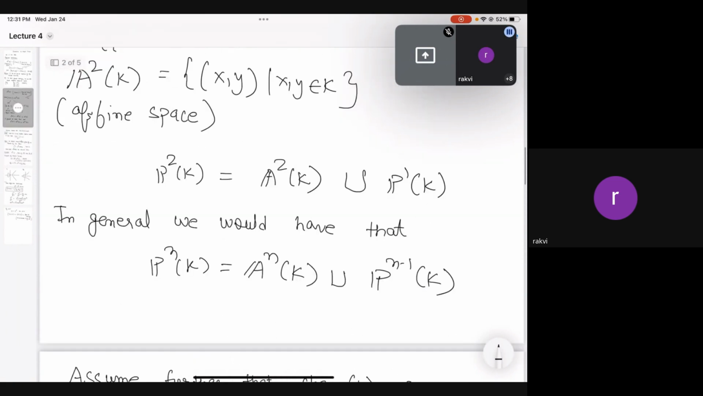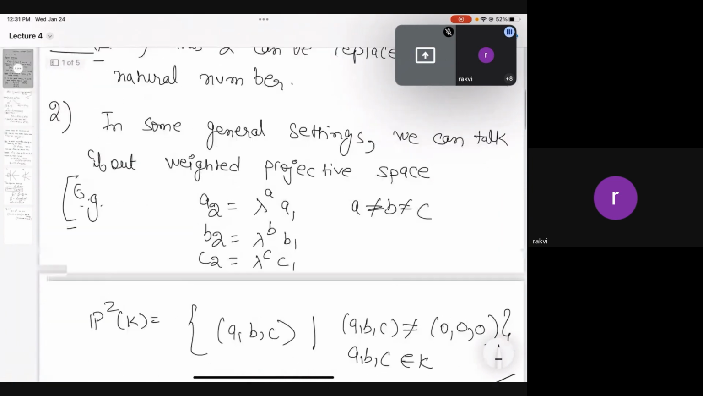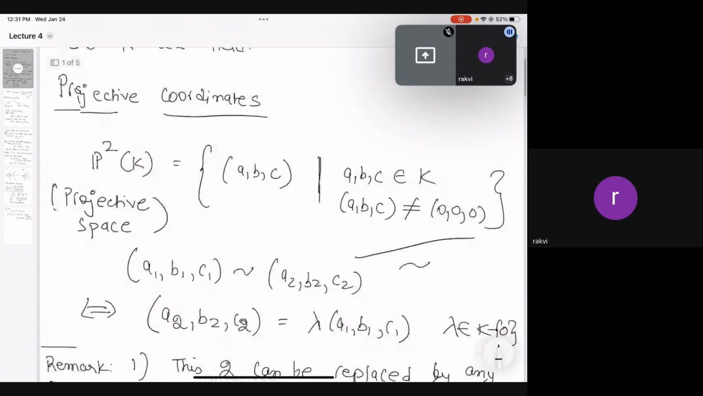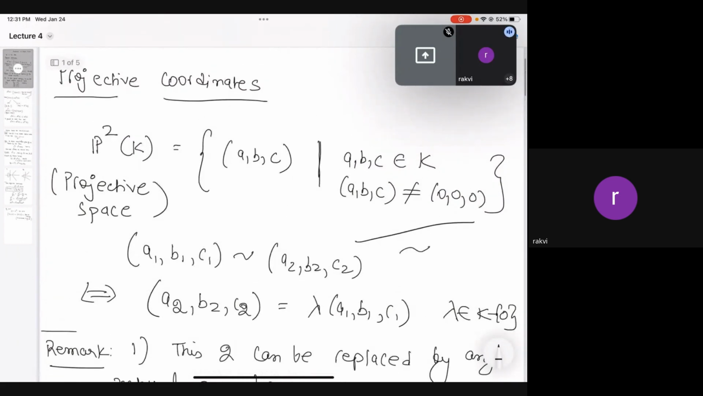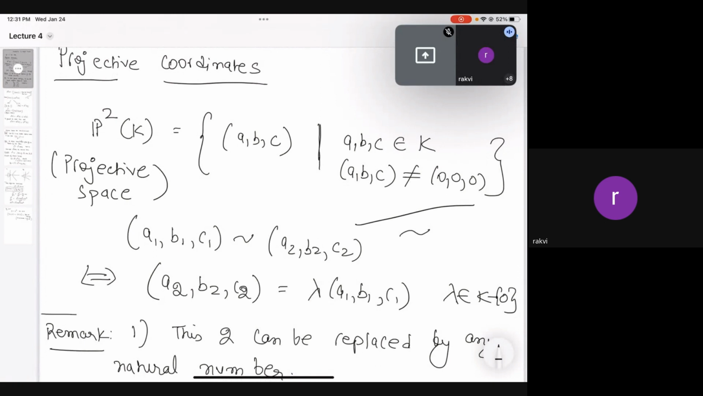Let me take a moment to acknowledge why we care so much about these projective spaces. A priori, when we see the definition for the first time, it looks slightly more convoluted and complex than the affine part, because affine is easy to define, right? You just take a set of two or three tuples and that's it. But here we are taking some tuples and making some identification. We don't know why we do that. The thing is, geometry becomes simpler over projective spaces.